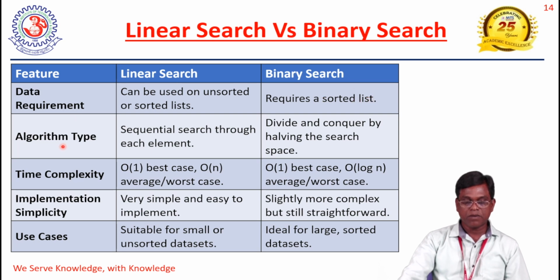Second parameter is algorithm type. In the linear search, we will follow a sequential approach. That means we are going to search the target element by element, starting from the first to the last element. So we can say that we will follow sequential comparison, element by element, to find the target element in the given list of elements.